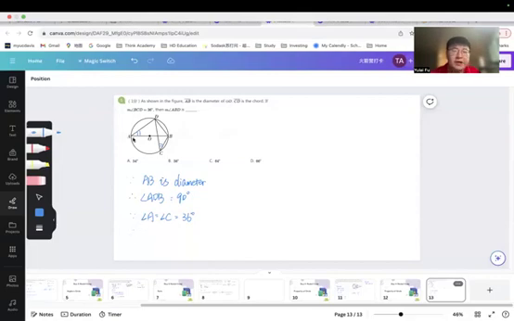Because inside of triangle ABD, this is a right triangle, and we already know the angle A is 36 degrees and the angle ADB is 90 degrees, it's really easy for us to figure out the angle ABD. The angle ABD equals 180 minus 90 minus 36, which is 54. So the angle ABD is 54 degrees, which is A.